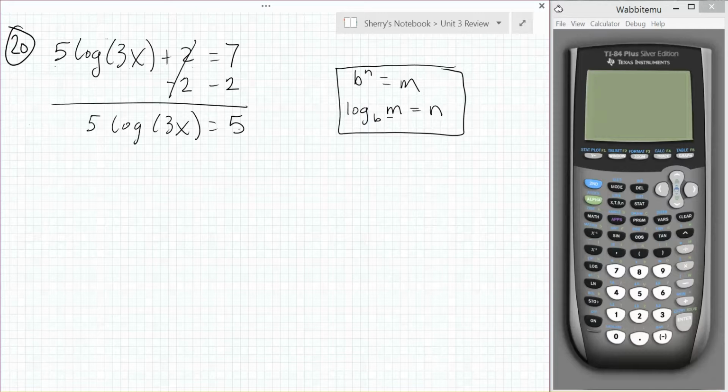minus 2. Now the log expression's still not by itself yet, so the next thing we're going to have to do is divide both sides by 5 in order to get that log expression alone. So now I have the log of 3x is equal to 1.